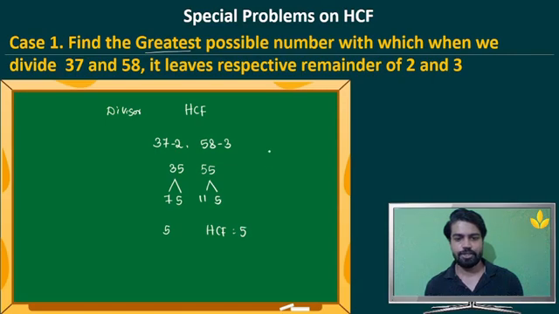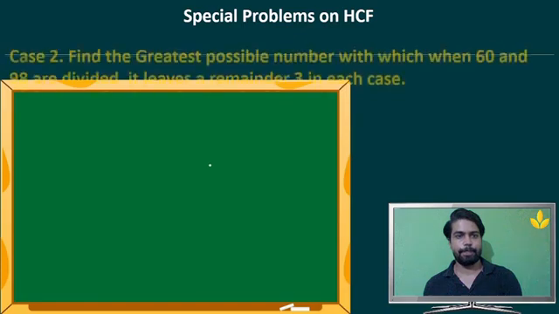Let us verify the question. If we divide 37 by 5, the remainder is 2. If we divide 58 by 5, the remainder is 3. So that is the highest common factor we are talking about. The answer for the question is indirectly the HCF of 35 and 55, which is actually 5. Let us go to the next question.